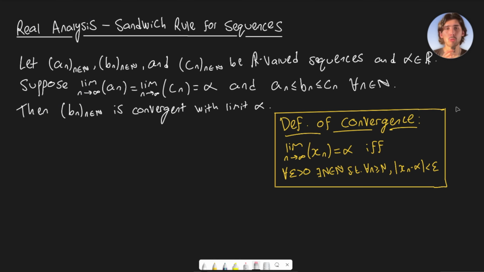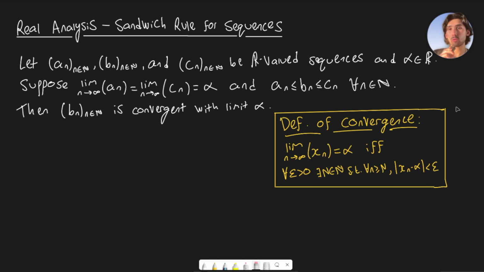So imagine that we have three sequences an, bn and cn, and some real number alpha. Suppose that the limit as n goes to infinity of an and cn is both alpha, and that the bn sequence is sandwiched between the an and the cn sequence. So in other words, for any value of n that you choose, the value that bn takes is between the value that an takes and the value that cn takes, pointwise for each value of n. For example, a3 is less than or equal to b3 is less than or equal to c3, and that is true for all n.